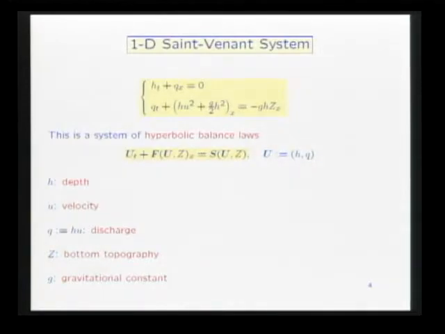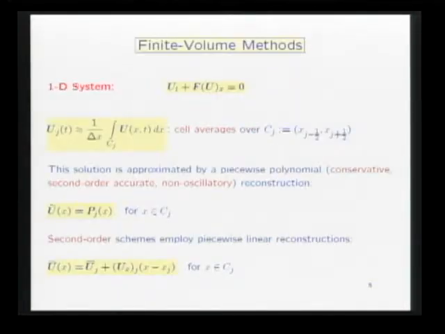The Saint-Venant system in 1D reads in a very simple way. It's a 2x2 system of balance laws. In the case when z is flat, it will be just a system of conservation laws, and one can write it in a vector form here. h is, as I mentioned, the water depth, u is the velocity, q is the discharge, and g is the gravitational constant.